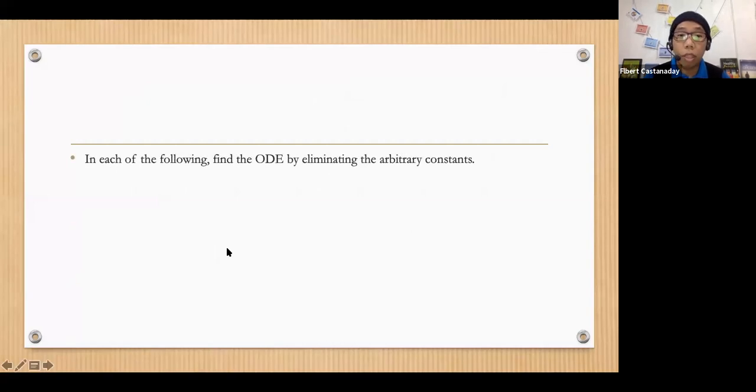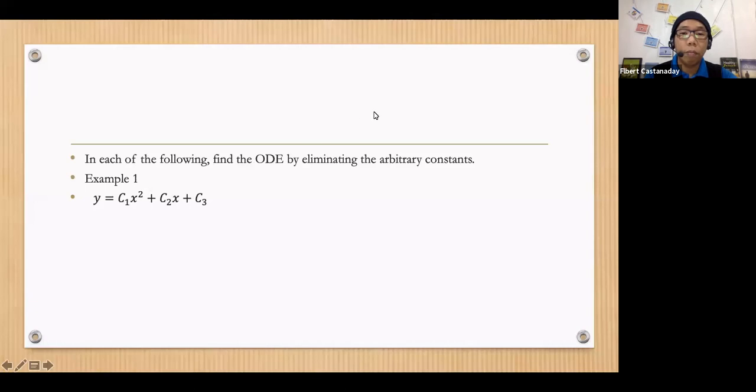Okay, so now let's recall this example that I have explained to you last time. Find the ordinary differential equation by eliminating the arbitrary constants. So this is our given: y is equal to c sub 1 x squared plus c sub 2 x plus c sub 3. Notice that the given equation contains three arbitrary constants. And what are these arbitrary constants? We have c sub 1, c sub 2, and c sub 3.